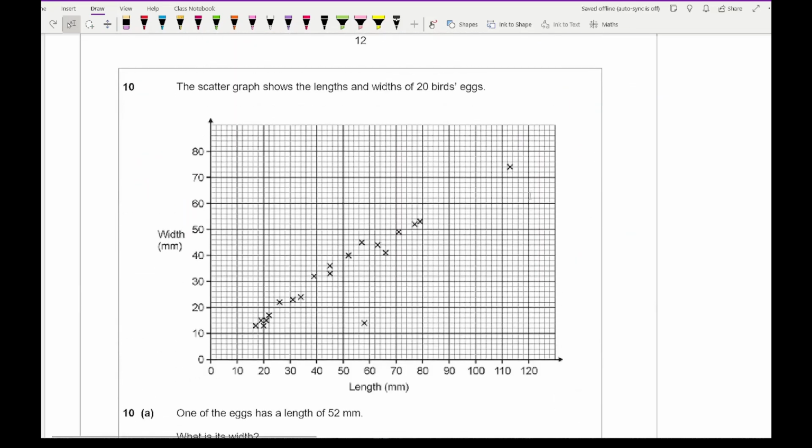Then moving on to question 10, it says the scatter graph shows the length and width of 20 birds' eggs. One of the eggs has a length of 52 millimeters. What is its width? Now for this one, it's going to be basically this one here. We'll just mark that as part A. So then we're looking for the width, which is 40.